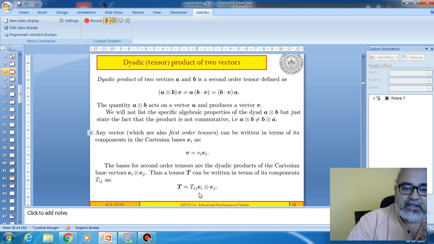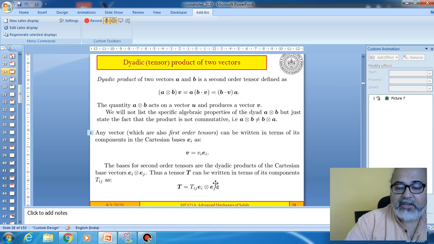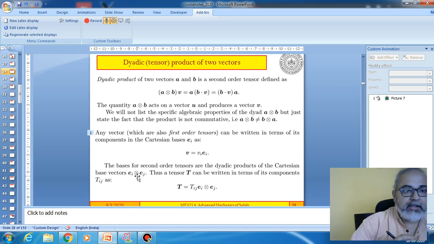So the idea of the dyadic product, which is embodied in this definition, is actually the basis by which we can generalize the concept of vectors, which have only one base vector as their basis, to any order tensor, provided we make up the bases using the correct number of dyadic products. Okay, so this is where we started from.